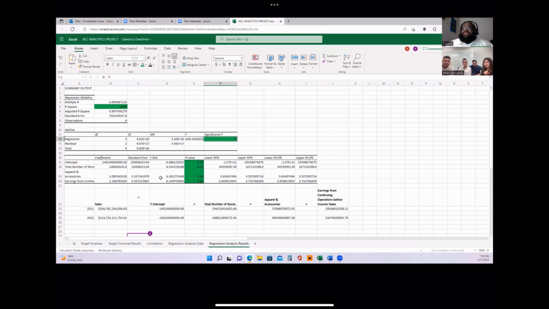Which is why these are all highlighted in different colors, to make sure that these values are acceptable and that we can go on with our project. And with significance F, it needs to be at least 0.05 or below for us to really understand if we are going to have a really good equation or not. So as you can see in our Excel, it's a 0.00. So we know that it is going to be a really good equation.